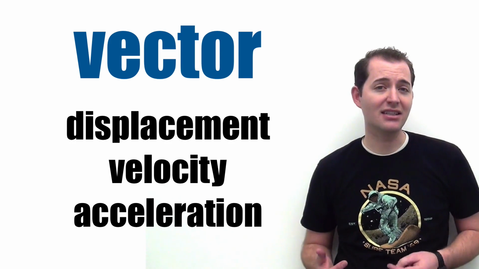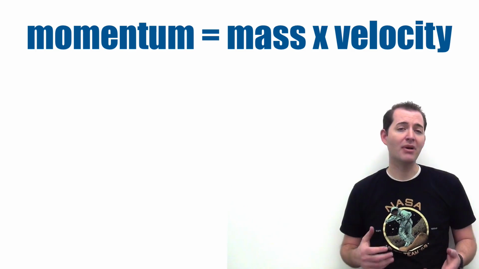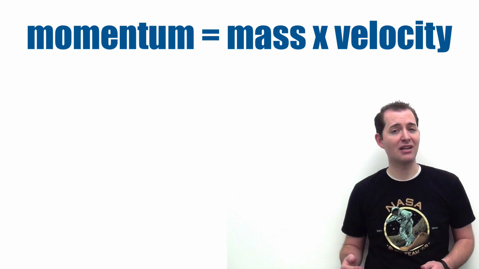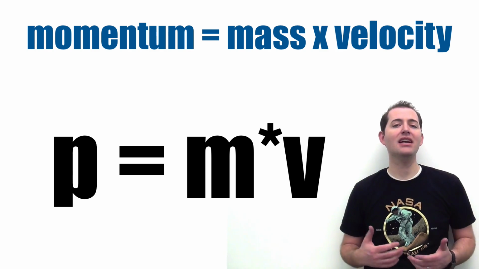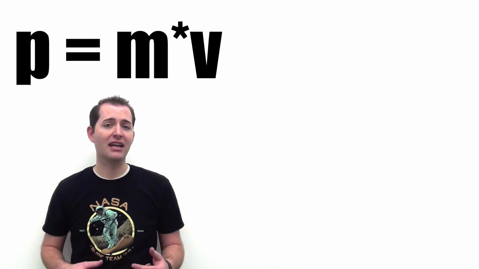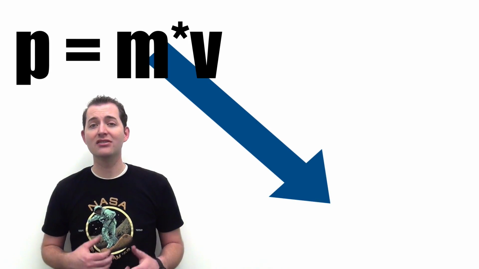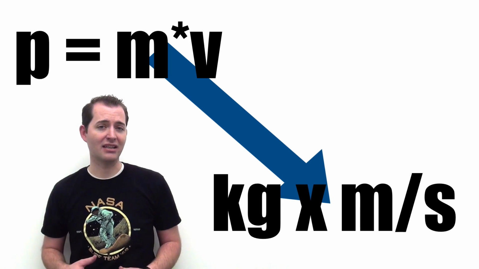Momentum is a vector quantity like displacement, velocity, or acceleration, so it always has a direction. Momentum is equal to the mass times the velocity of an object. When we represent this as variables, it's p equals mv, or mass times velocity. Momentum does not get its own units like newtons applied to force. Momentum just uses the units of its components. It's the mass times the velocity, so it's kilograms times meters per second, or kilogram meters per second.